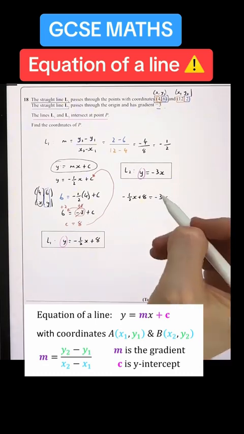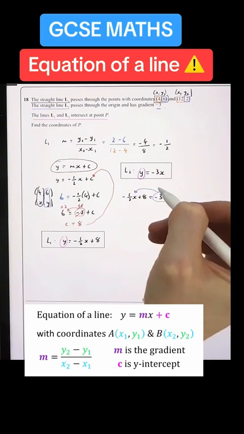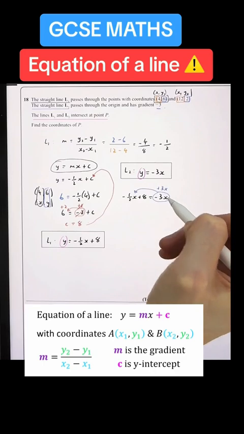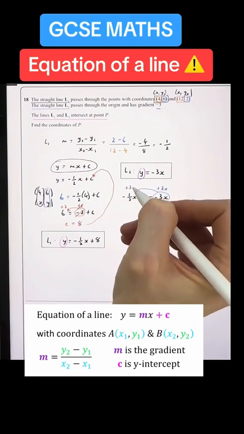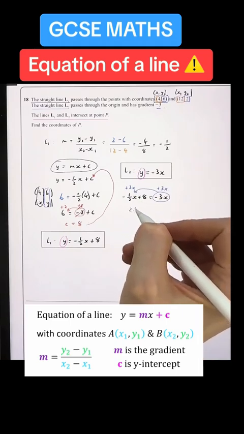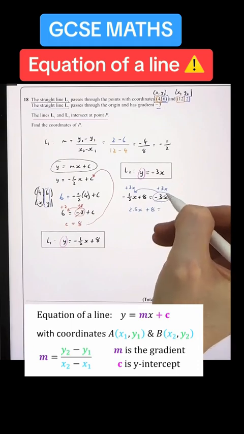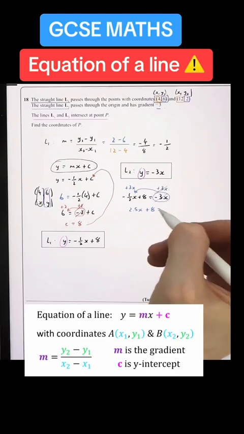As I'm solving for x, and I currently have x on both sides of my equation, I'm going to bring the negative 3x across to the left. If it goes across an equal sign, it changes sign, so the opposite of minus 3x is to add 3x to both sides. On the left-hand side, negative a half x add 3x will give us 2.5x. I've still got the plus 8. And on the right-hand side, negative 3x add 3x will cancel, which leaves us with 0.